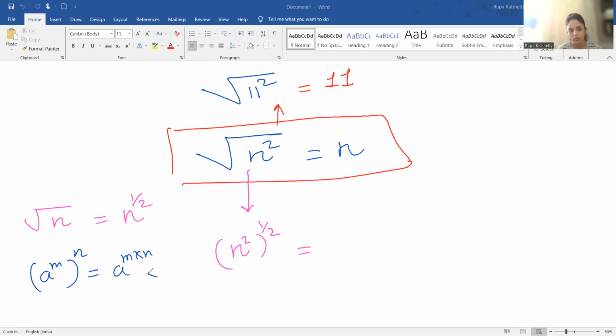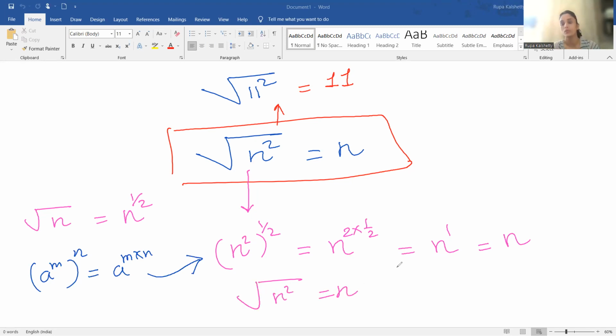We are going to apply this here, and let's rewrite n squared times 1/2, which will give us half of 2 is 1, so n to the power of 1. N to the power of 1 is nothing but n. Did you understand now why root of n squared is n, or root of any number square is the number itself? I hope you understood this.